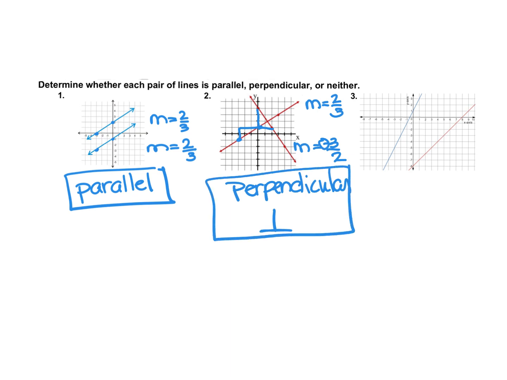All right, now notice this next one. We do not have the same slope. We do not have perpendicular. We don't have opposite reciprocal slopes. So this is neither.